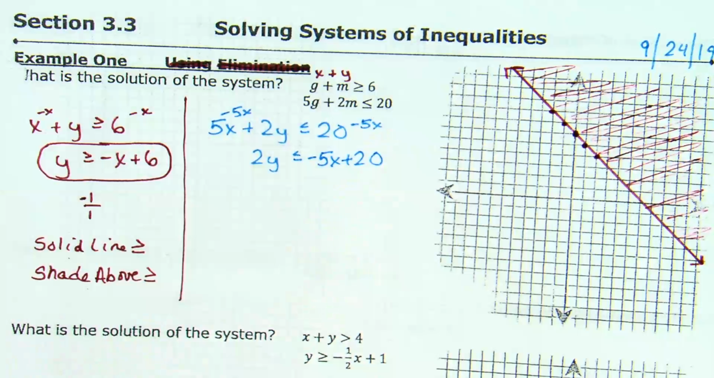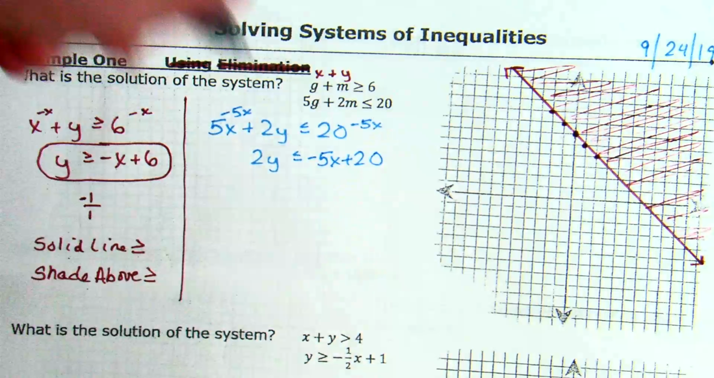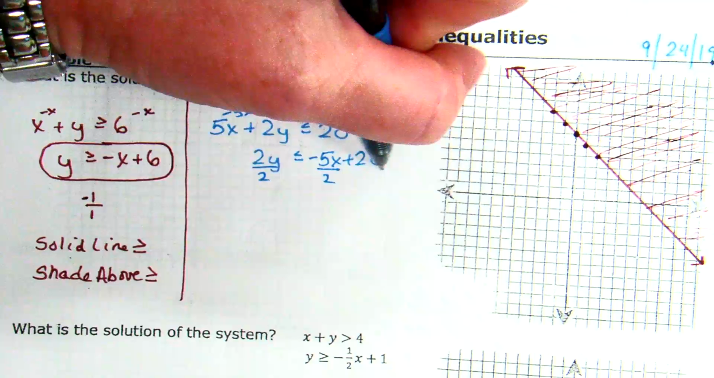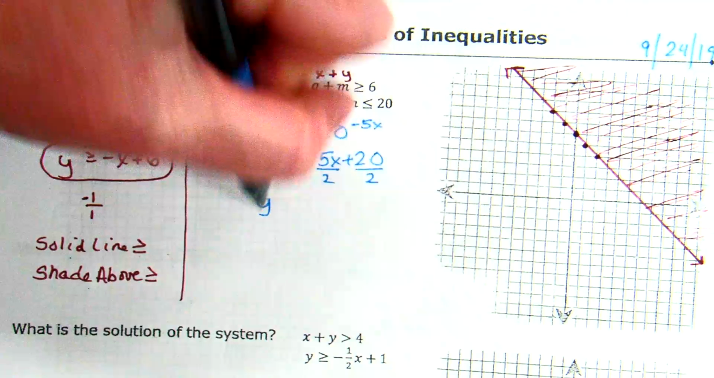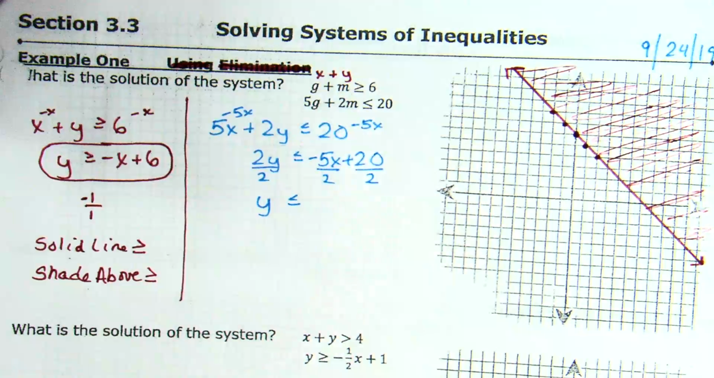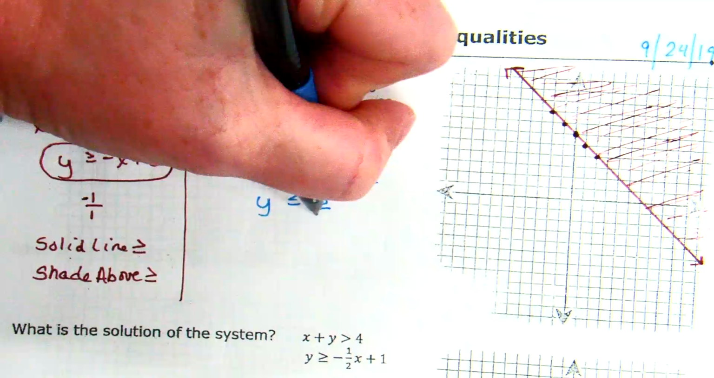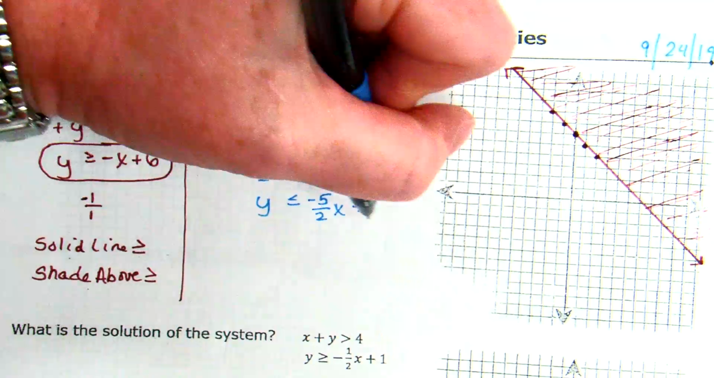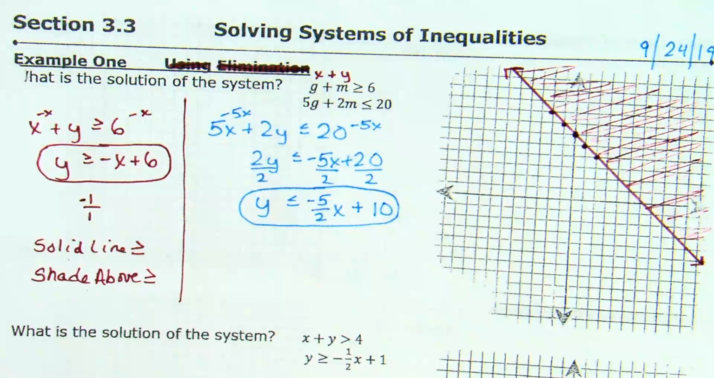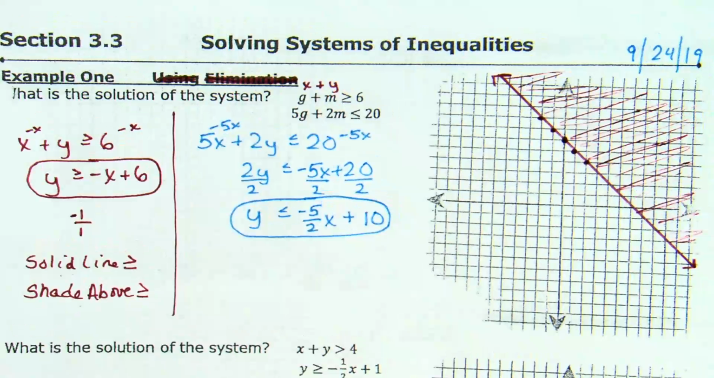Now we need to divide by 2. Y less than or equal to negative 5x over 2, or negative 5 halves x, plus 20 divided by 2 is 10. You ready? Where do I start with this graph? Up 10.